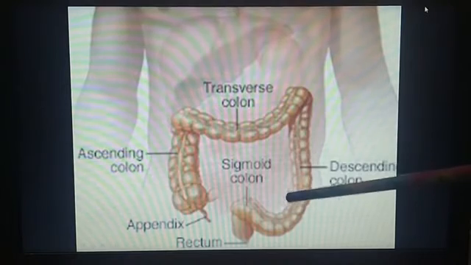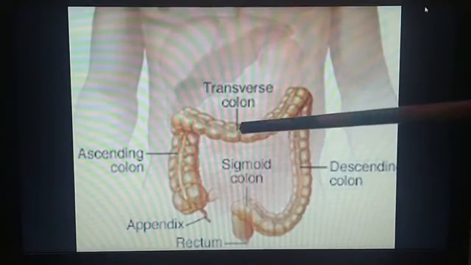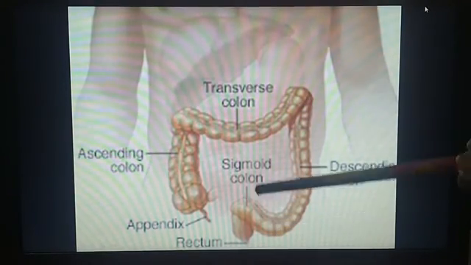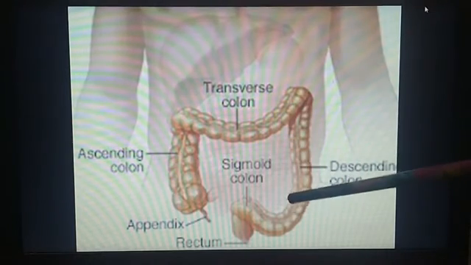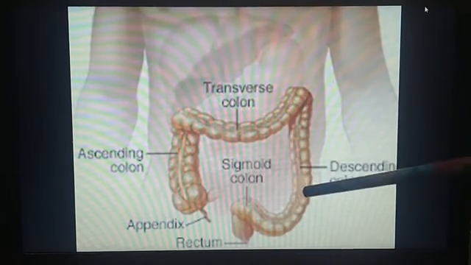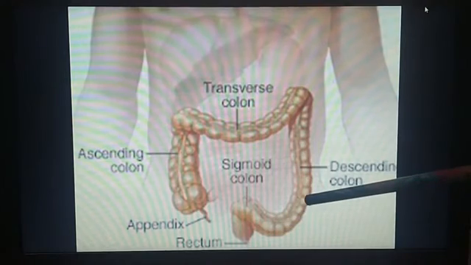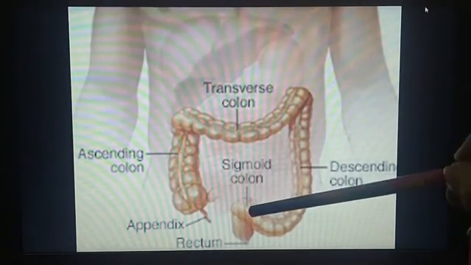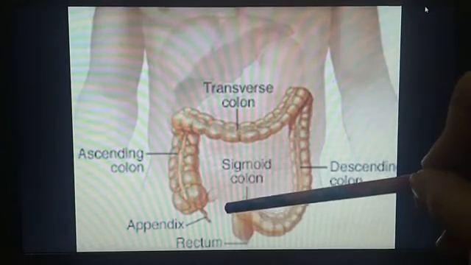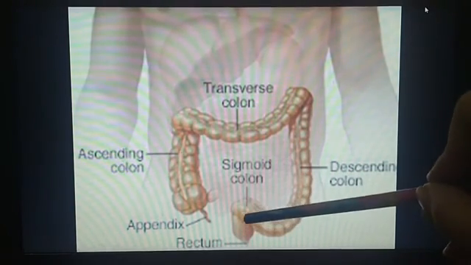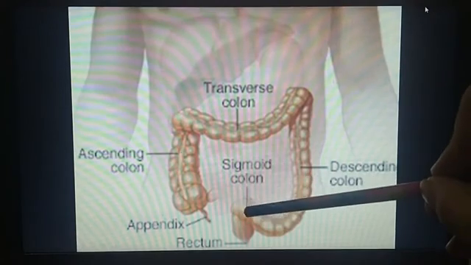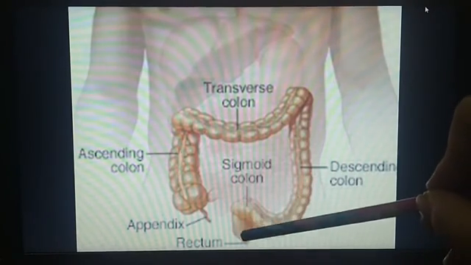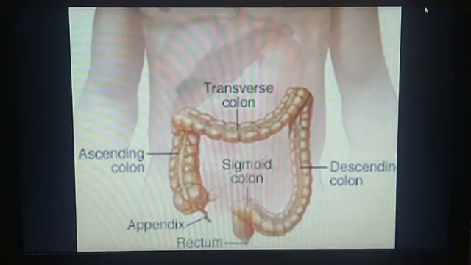The cecum then leads to the colon that appears around the folds of the small intestine. Finally, the colon leads to the rectum, which is the last part of the large intestine. The rectum opens outside through the anus.